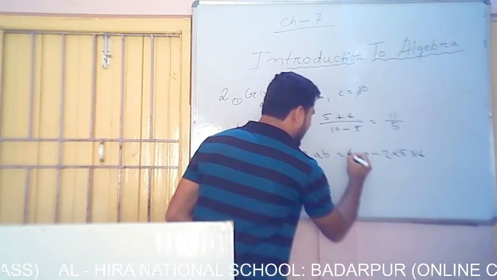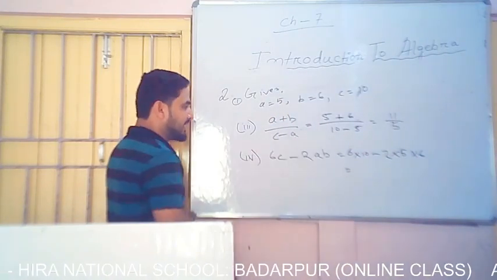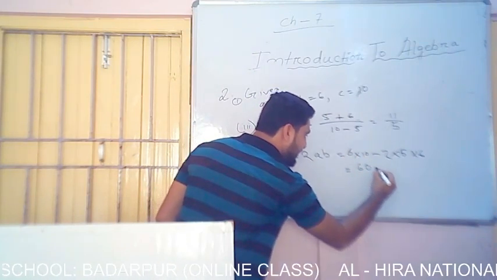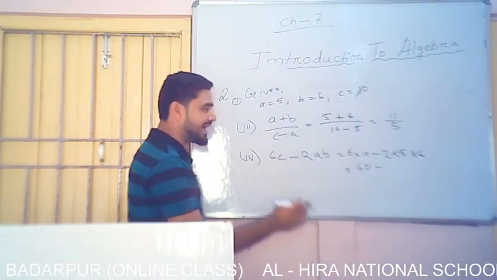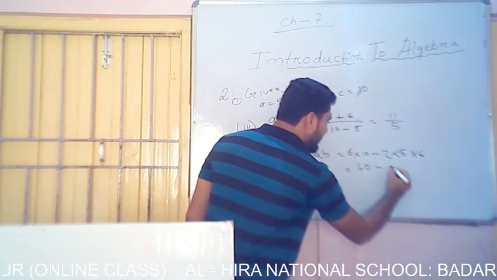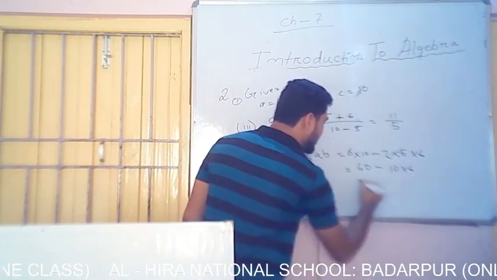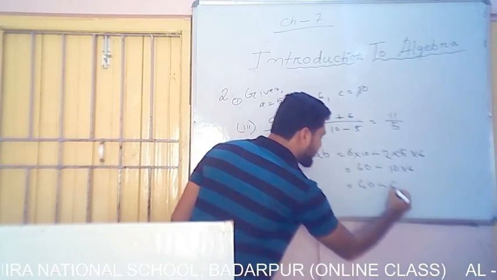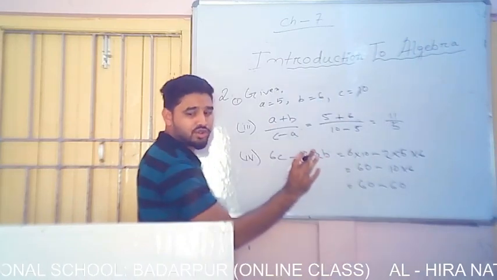Now if I multiply, then I will get the answer. So 6 into 10 means 60, minus 2 into 5 means 10, 10 into 6 means 60. So 60 minus 60 equals 0.